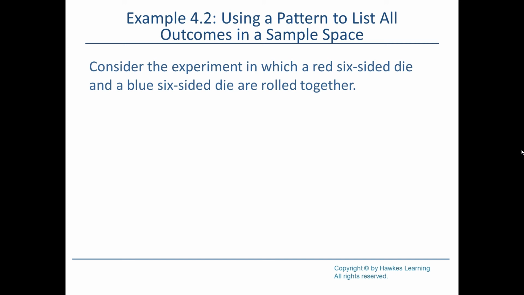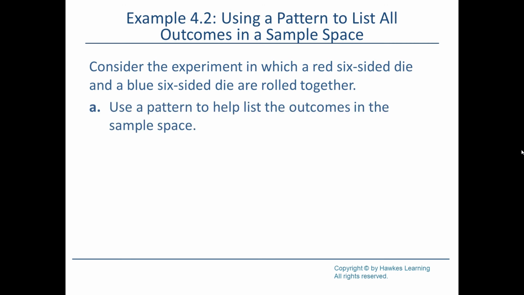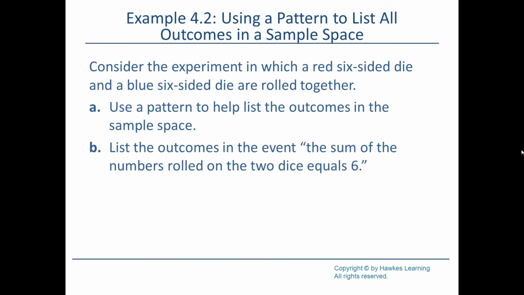Next example, let's consider the experiment in which a red six-sided die and a blue six-sided die are rolled together. Use a pattern to help list the outcomes in the sample space. List the outcomes in the event: the sum of the numbers rolled on the 2 dice equals 6.